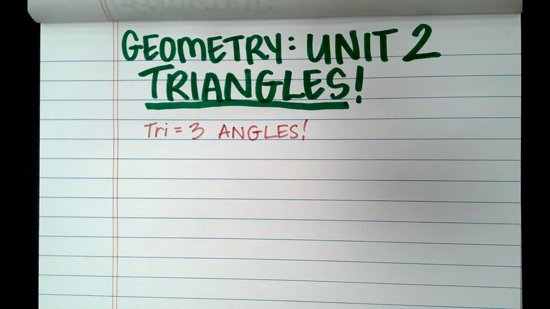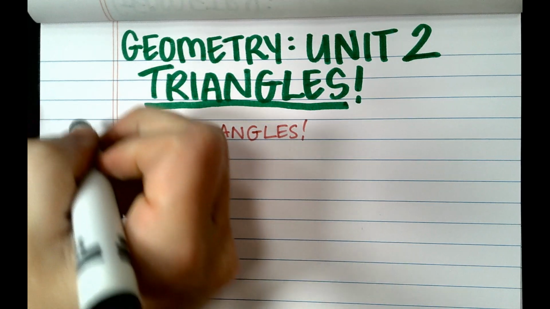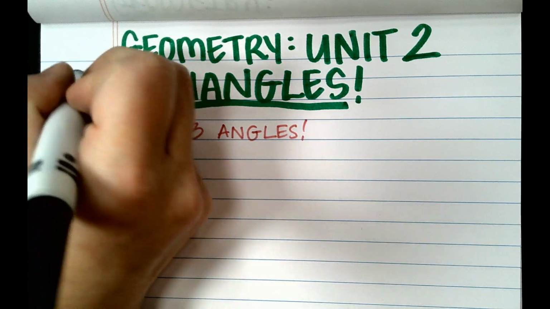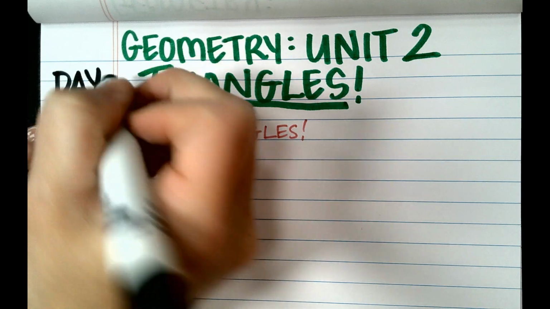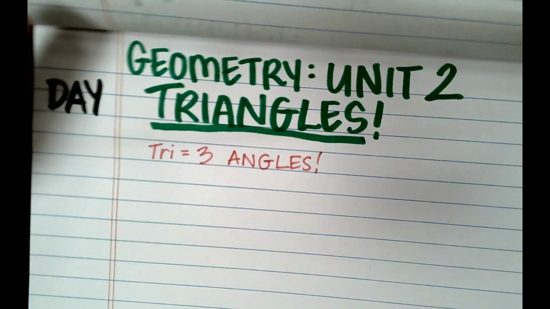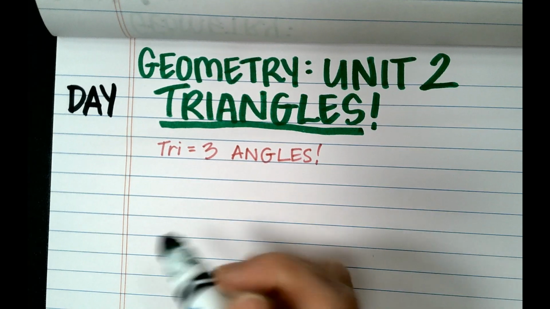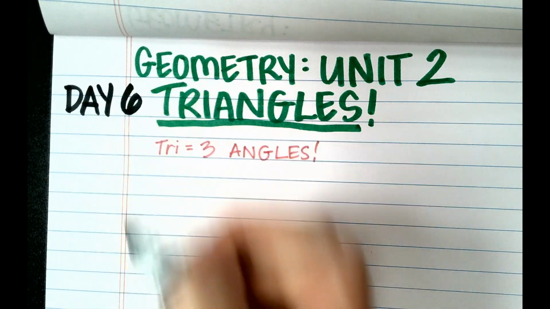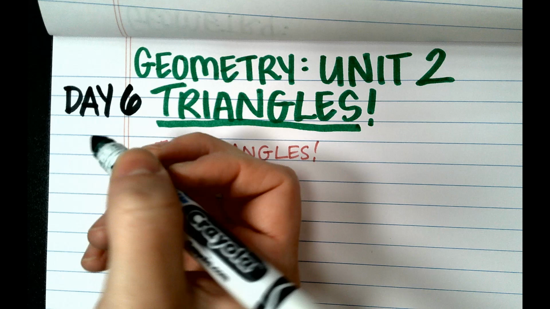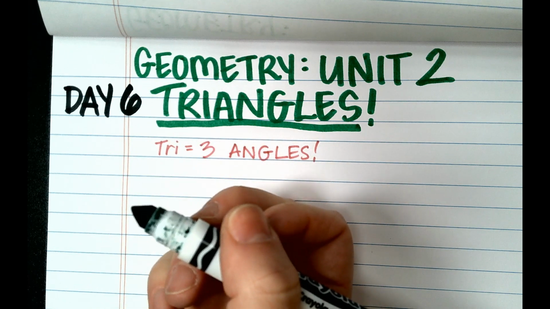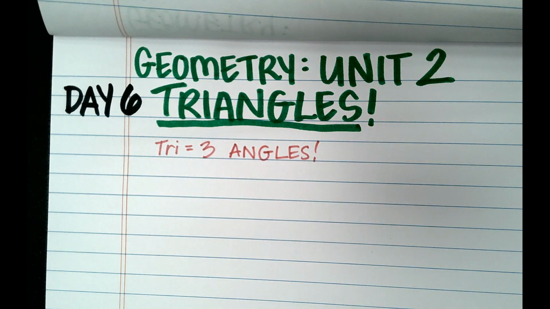Triangles have 3 angles. So I also want to write what day it is. It's day 6. On your other paper, you had November. Didn't I? That's from the last time I taught geometry. Oh. So day 6, and it is Wednesday, June the 4th. Is that right? Yeah. Okay, perfect.